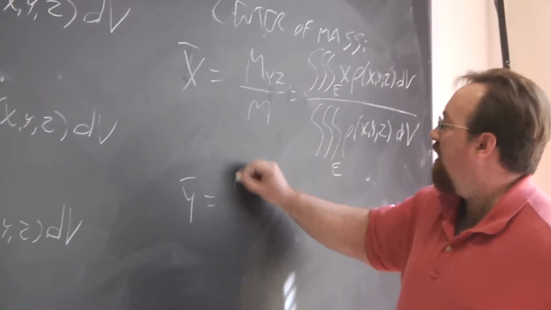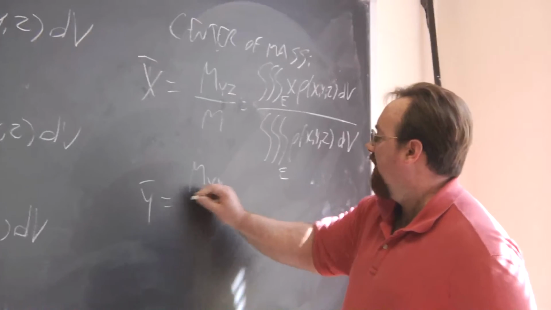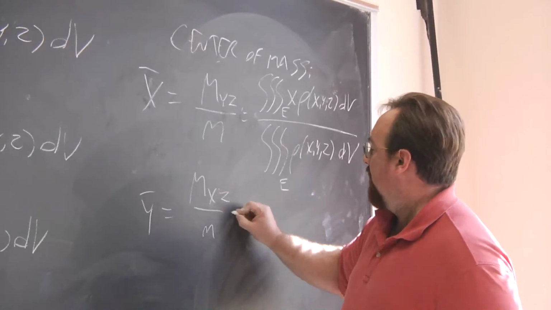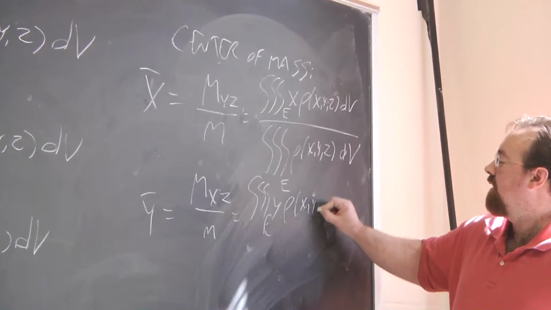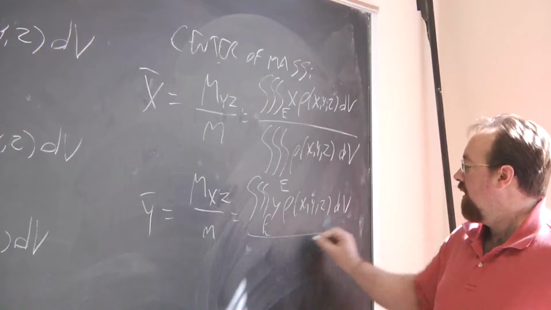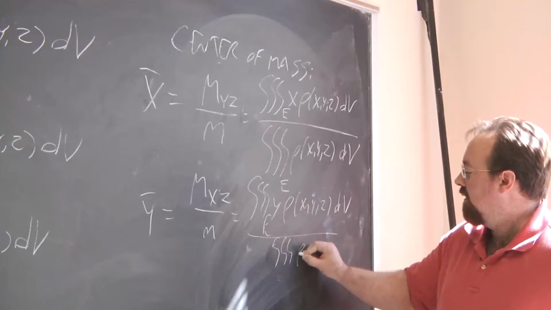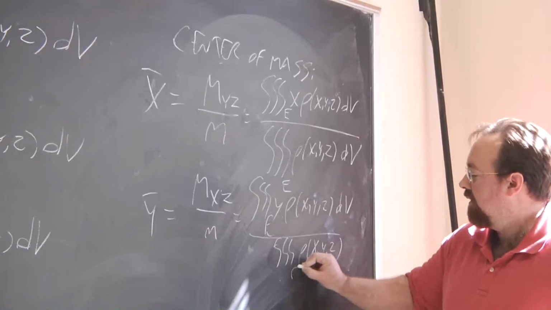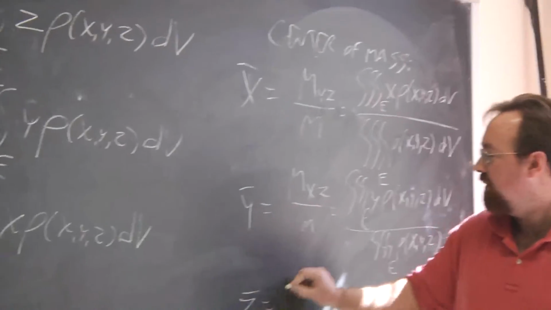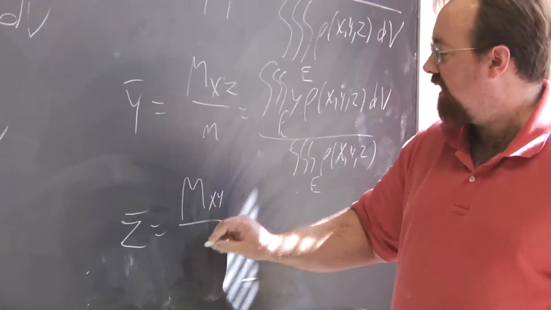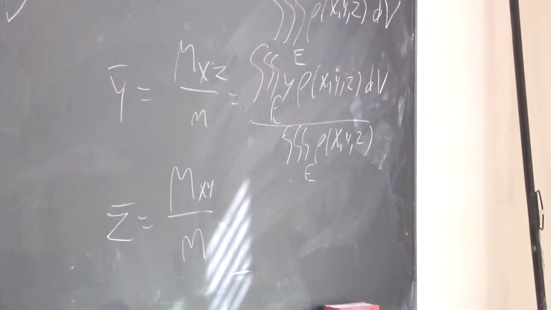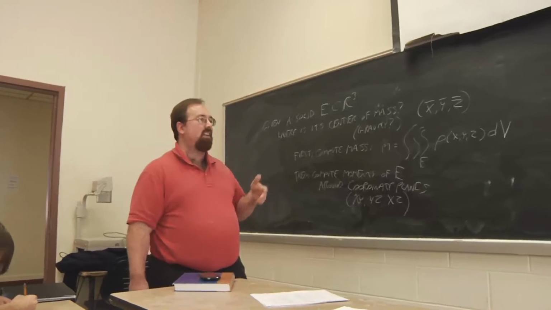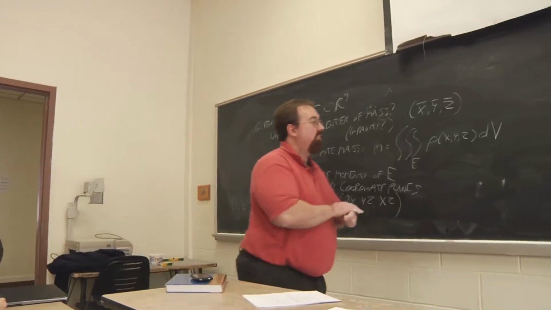Similar for y bar, so that would be mxz. So triple integral of y times the density over the mass. And then finally the z coordinates, you would get mxy, moment around the xy plane, over m. Okay. So with respect to the weight given by the density of the solid, it's again like an average z coordinate in a sense. Right.